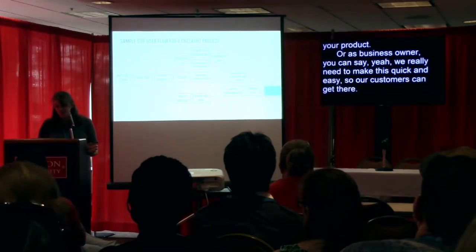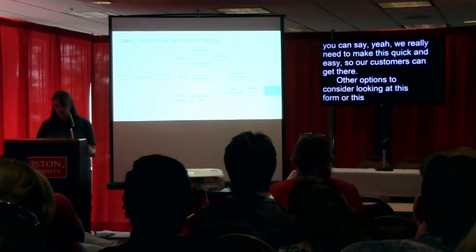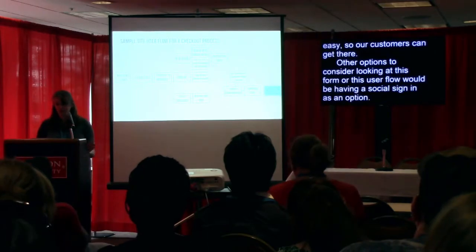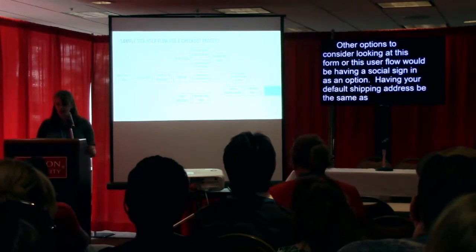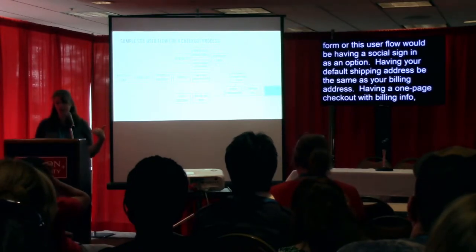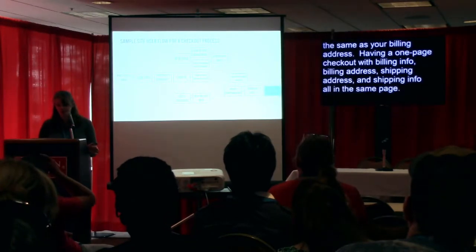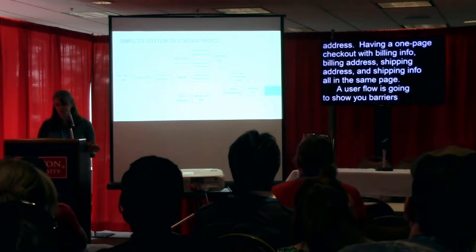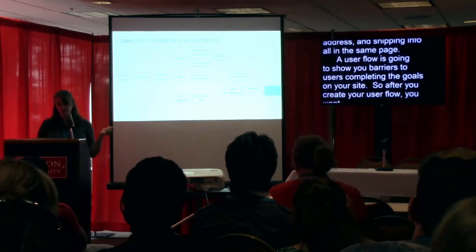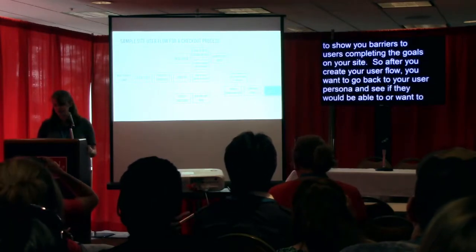Other options to consider looking at this user flow would be having a social sign-in as an option, having your default shipping address be the same as your billing address, having a one-page checkout with billing info, billing address, and shipping info all on the same page. A user flow is going to show you barriers to users completing the goals on your site. So after you create your user flow, you want to go back to your user persona and see if they would be able to or want to complete that goal. Okay.